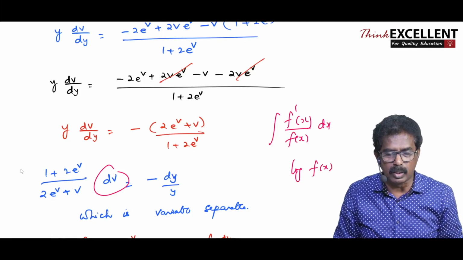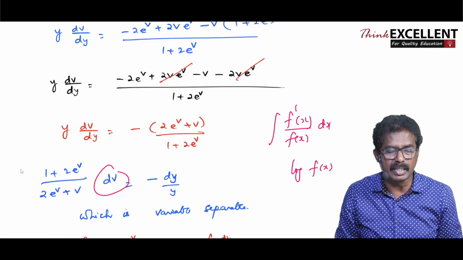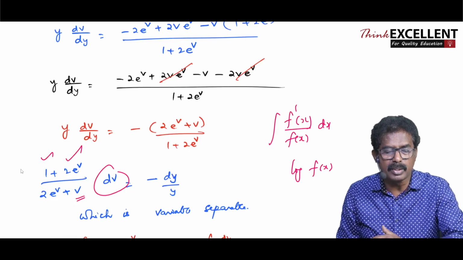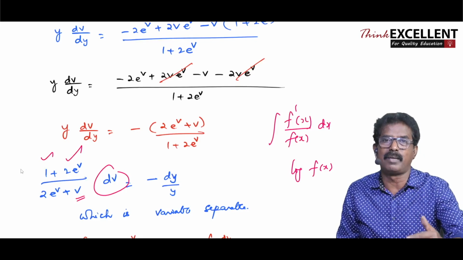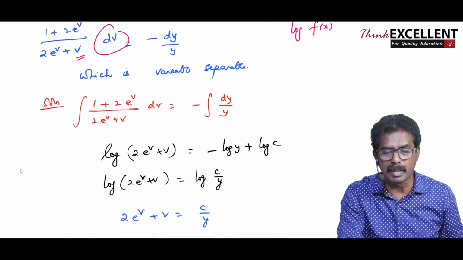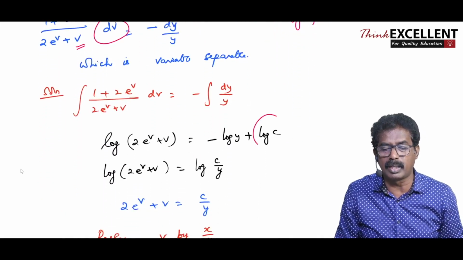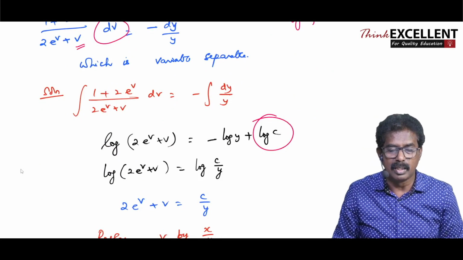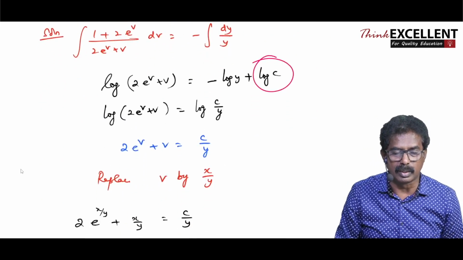ஸோ இங்கே அப்படி தான் இருக்குது. 1 by y னா log y. லெஃப்ட் சைடில் 2 e raised to v. e raised to v க்கு டெரிவேட்டிவ் e raised to v தான். v க்கு டெரிவேட்டிவ் 1. டினாமினேட்டர் டெரிவேட்டிவ் எக்ஸாக்டாக நியூமரேட்டரில் இருக்கிறதுனால log of denominator. ஸோ log of denominator எழுதுங்க. எல்லாம் லாக் வரதுனால c க்கு பதில் log c எழுதுங்க. log c மைனஸ் log y, அதாவது log of c by y. ரெண்டு பக்கம் லாக் ரிமூவ் பண்ணிட்டீங்கன்னா யூ ஆர் கெட்டிங் திஸ் ஒன்.